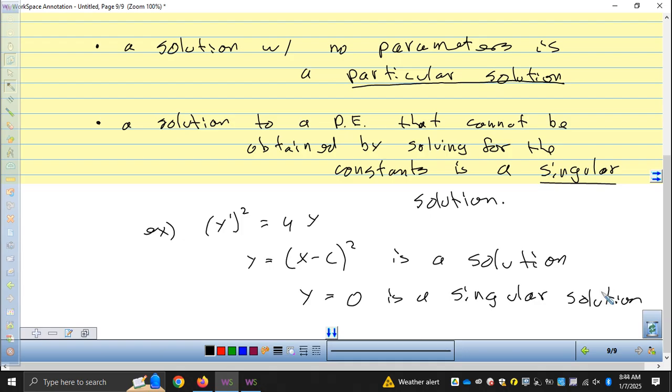All right, so the final thing is a solution that cannot be found by solving for the constants, which is called a singular solution. So, for example, for this differential equation, this is the solution, and we'll see later how to come up with this solution. While y equals 0 is also a solution to this equation. We can see that by substituting that in. Derivative of 0 is 0, 4 times 0 is 0. But we can't get that by substituting some value of the constant here. So we call that a singular solution to that differential equation.